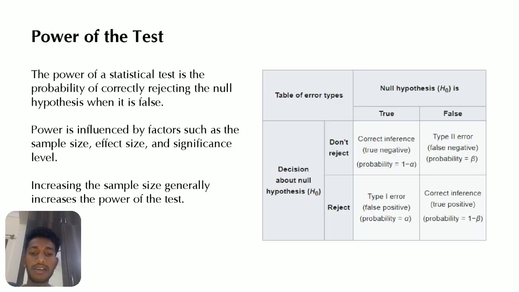Power of the test. The power of a statistical test is the probability of correctly rejecting the null hypothesis when it is false. Power is influenced by factors such as the sample size, effect size, and significance level. Increasing the sample size generally increases the power of the test.